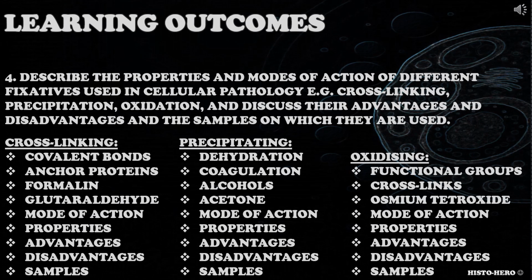The fourth learning outcome is for the candidate to describe the properties and modes of action of different fixatives used in cellular pathology, e.g. cross-linking, precipitation, oxidation, and discuss their advantages and disadvantages and the samples on which they are used. What fixatives can be used in histology? What are their properties? What is their mode of action? Consider cross-linking fixatives like formalin or glutaraldehyde, precipitating fixatives like alcohols or acetone, oxidizing fixatives like osmium tetroxide, their mode of action, properties, their advantages and disadvantages, sample types they are used for. You could consider compound fixatives like Bouin's or Zenker's fixatives and their properties.